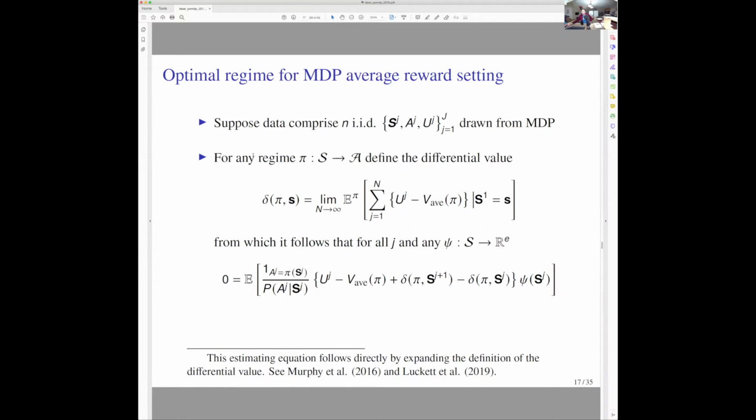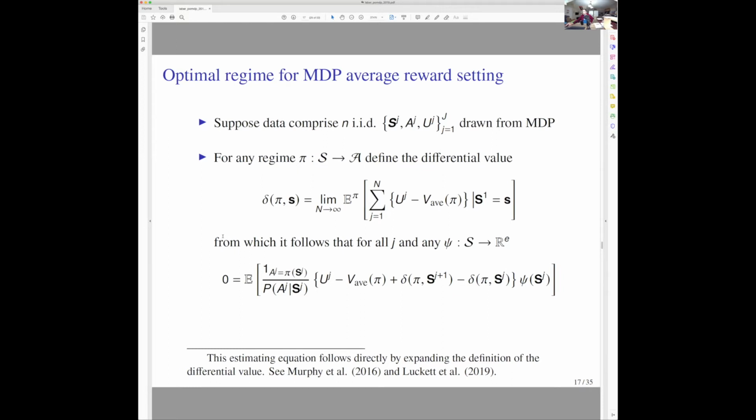Then for any regime pi that maps states to actions, we can define the differential value delta pi of s to be the limit as n goes to infinity of the expectation under pi of the sum from j equals 1 to n of the utility minus the average value of pi, given S equals little s. You can look at this term as a bias term. The critical thing is that this expectation is finite and well-defined under mild conditions. So this is how the average reward converts to the differential value, given that you're starting in state s. It captures the bias induced by starting from state s. Because eventually, if the process is mixing, it won't matter where you started in terms of the average value. But in the short term, it will matter.